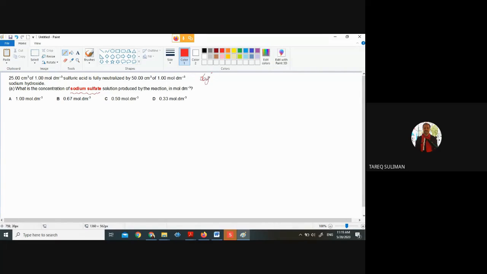So the objective of this is to be able to calculate the concentration of the produced salt after mixing two solutions. This is the idea. After we mix two solutions, a salt or a product is formed. There is a case called the case of mixing. So in this case, how do we work out the concentration of the obtained salt?